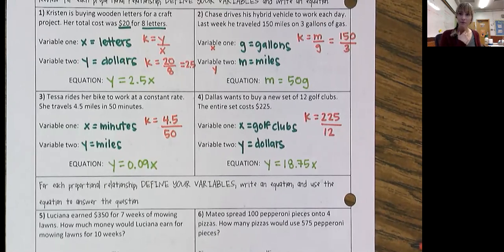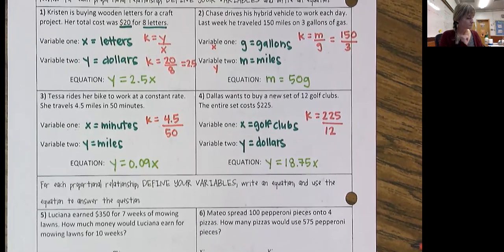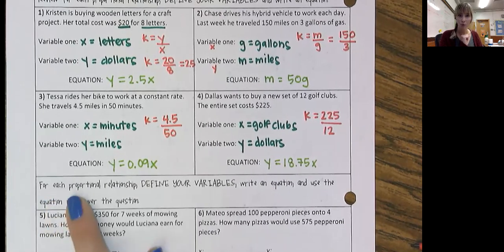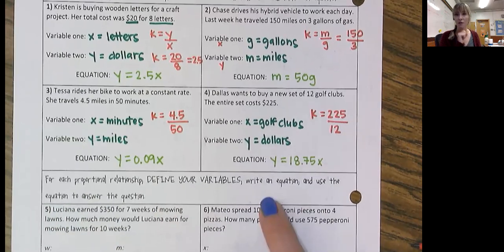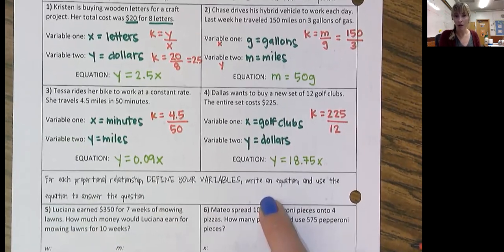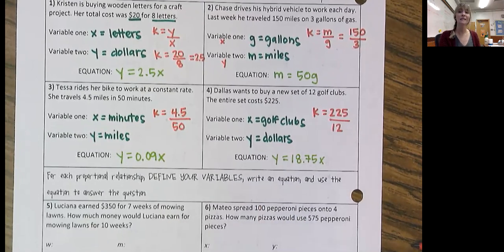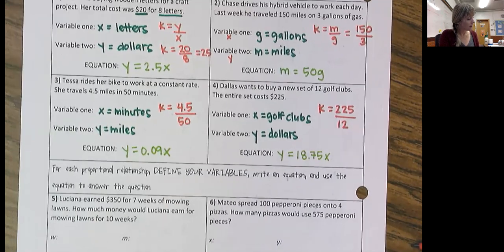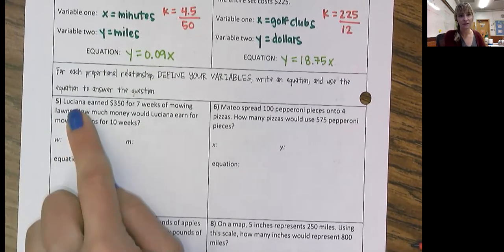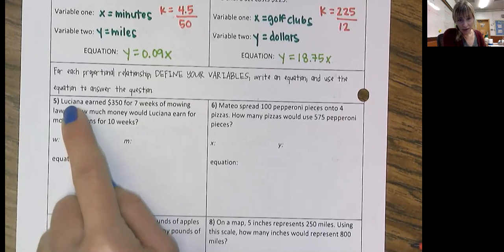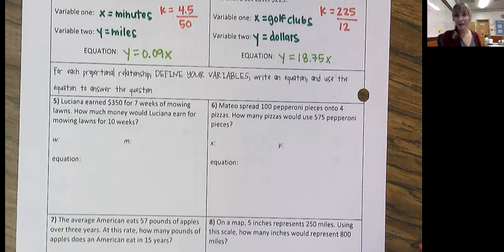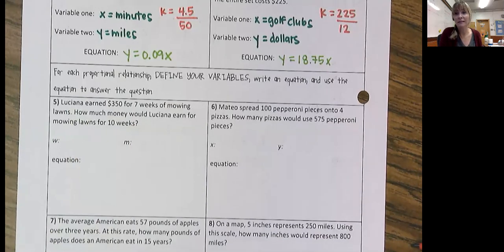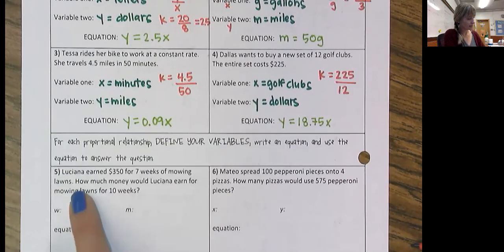Now, let's take it a step farther with these next 4 questions. This part says, for each proportional relationship, we're still going to define our variables and we're still going to write an equation, but now we have a little bit more. Now we are going to use the equation to actually answer a question. And you can tell there's more to these because it gives us the first statement. Luciana earned $350 for 7 weeks of mowing lawns. And then after that, it asks us a question. So that first sentence is where we stopped up here.